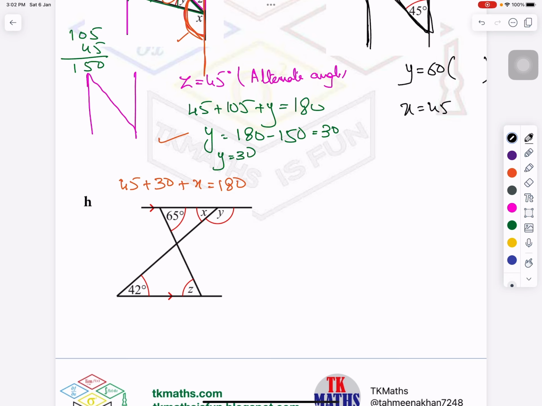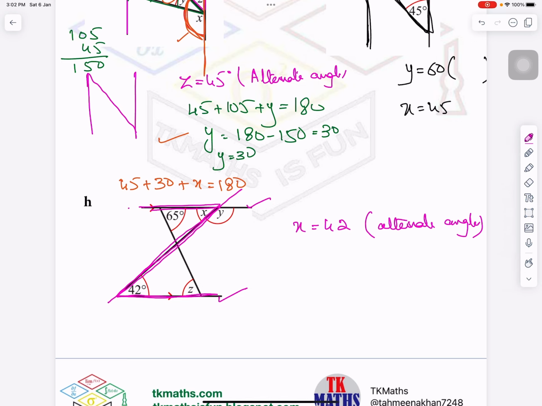To find out x, what will I do? What comes in your mind? Yes, Z shape, because this line and this line is parallel and this is your transversal. So you can get an angle like this Z, right? It is Z, na? So you can say x is equal to 42 and write here alternate angles.